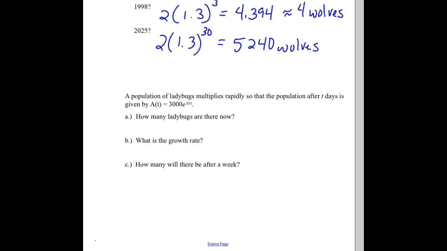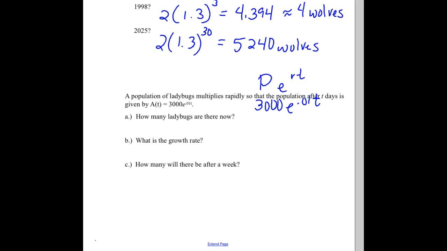All right, our last one. It says the population of ladybugs multiplies rapidly so that the population after T days is given by this formula. A of T, meaning the total amount after T days, is equal to 3,000 times e to the 0.01 T. Okay, let's look at that. 3,000 e to the 0.01 T. It kind of looks like our PERT formula, doesn't it?